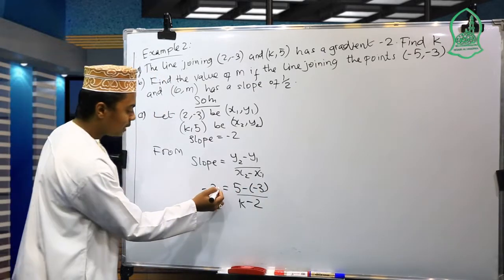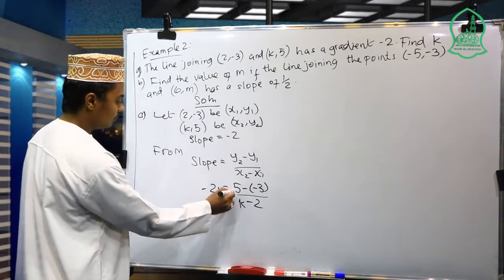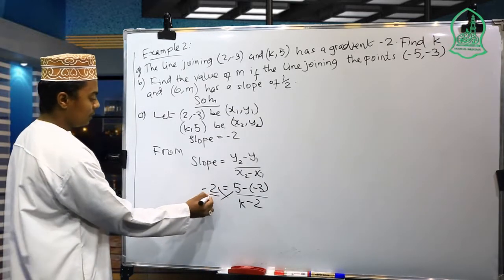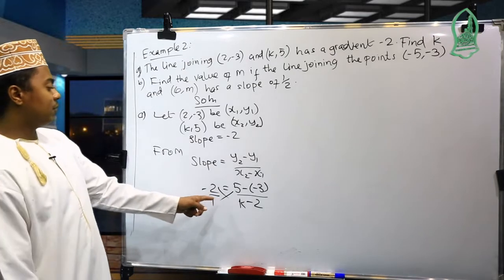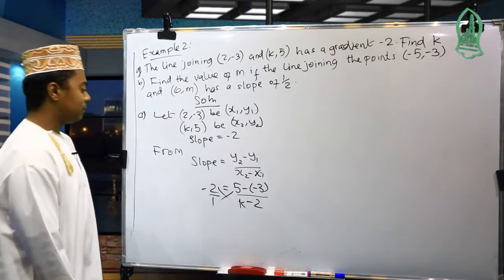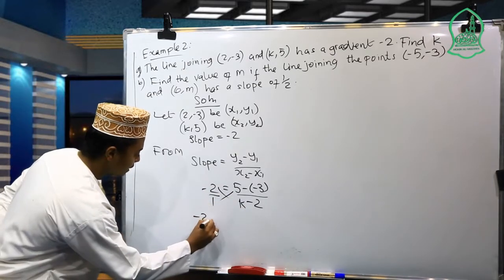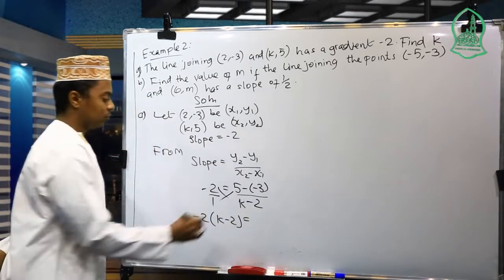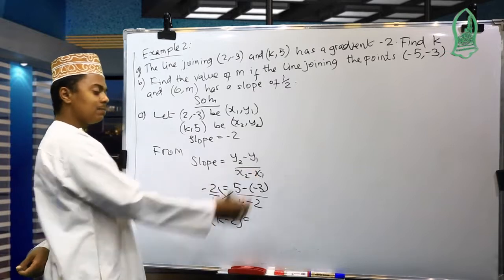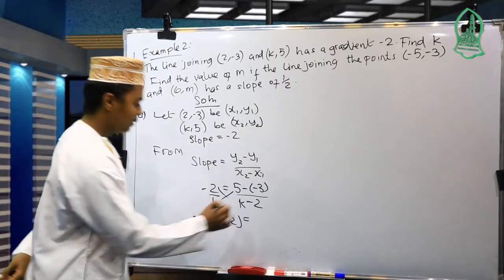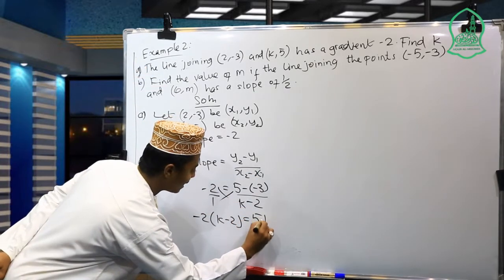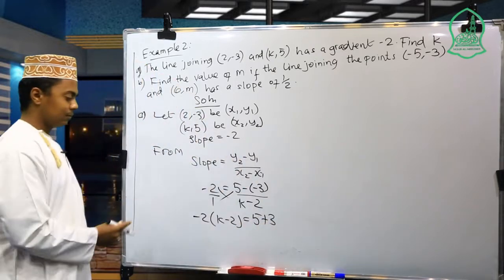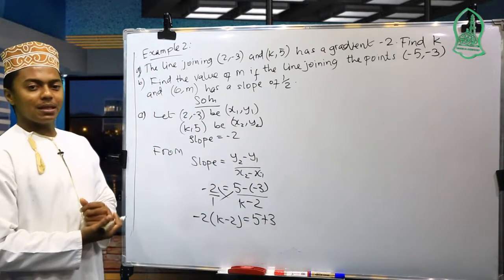So by cross multiplication here, maybe it has 1, negative 2 over 1. So K minus 2 multiplied by negative 2, so minus negative 2, K minus 2 equal to, so here minus is plus, 5 plus 3. Okay, let us open the bracket here.